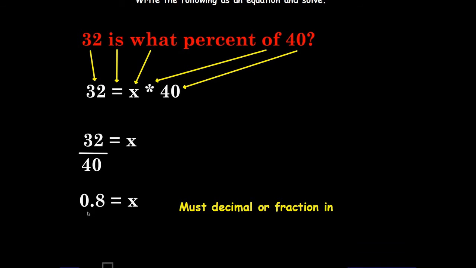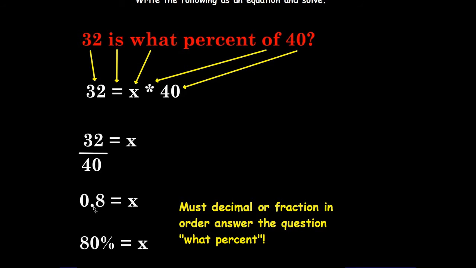But the question is what percent, so not just what number. 8/10 needs to be changed into a percent. Remember, 8/10 is 80 over 100. That's the whole point of what percent means, so it would be 80%. Or I could remember just the trick: I move my decimal over 2 places to the right to turn it into 80%.